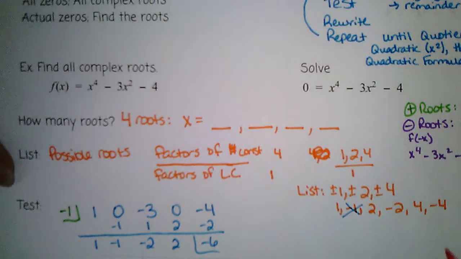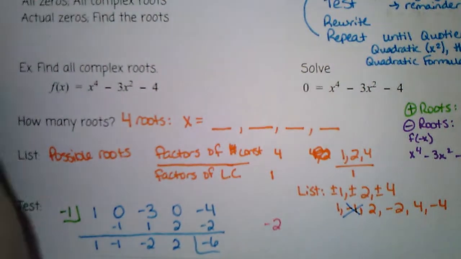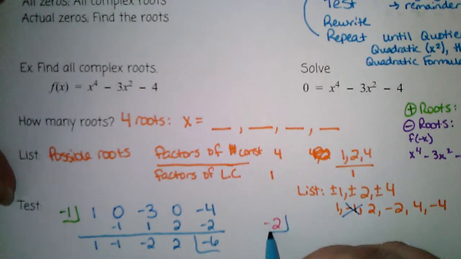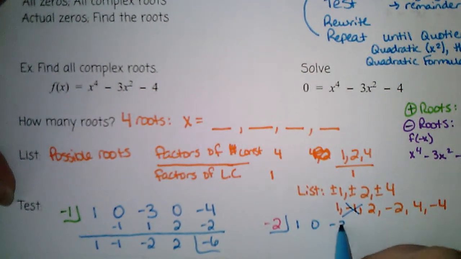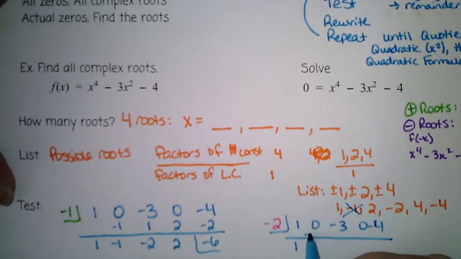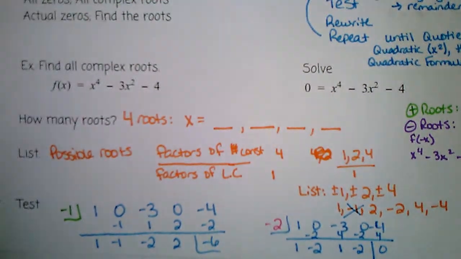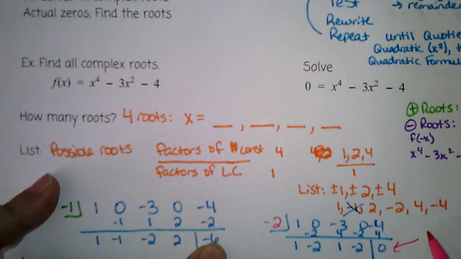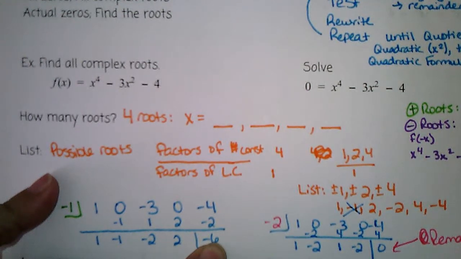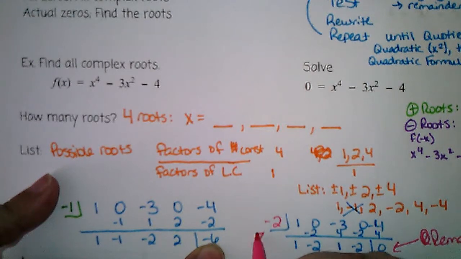Let's pick negative 2. So we'll put negative 2 in the box. Same thing: 1, 0, negative 3, 0, negative 4. So I've got 1, negative 2, negative 2, positive 4, 1, negative 2, negative 2, multiply, 4, 0. Yes! Okay, so why am I excited? Well, I'm excited because when this gives me a remainder of 0, that means that I found a root.